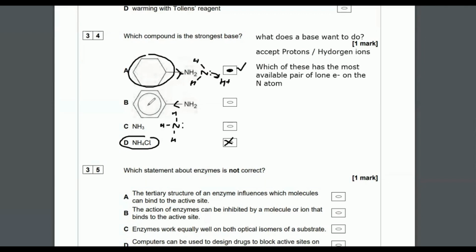This is the weakest type of base when you have a benzene ring, a phenylamine essentially, because the electrons are withdrawn into the delocalized ring. And then ammonia comes bang smack in the middle. So this is the strongest base, followed by ammonia, then this one in third, and then D is not a base at all. So the answer here is A.